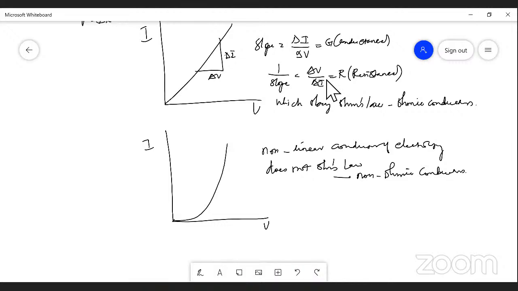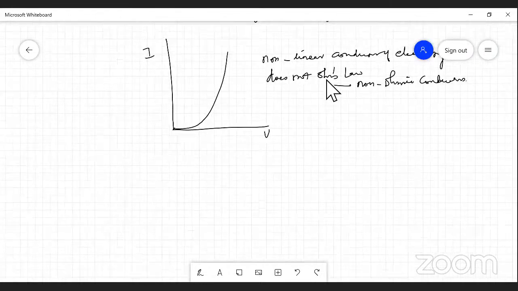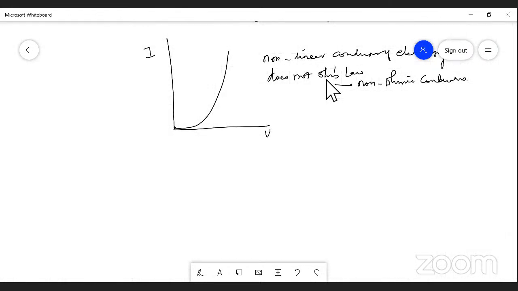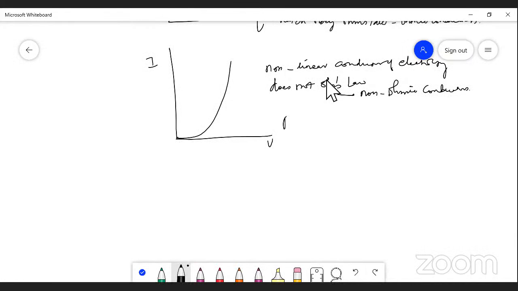So we are able to distinguish the nature of the conductor on the basis of Ohm's law. If the conductors obey Ohm's law, then they are called ohmic conductors. If they do not obey Ohm's law, they are said to be nonlinear conductors of electricity. So they are non-ohmic devices. These materials have a more complex relationship between voltage and current. The plot of I versus V for a non-ohmic material is non-linear, and they do not have a constant resistance. So if you calculate the value of resistance in this curve, it will not be a constant.